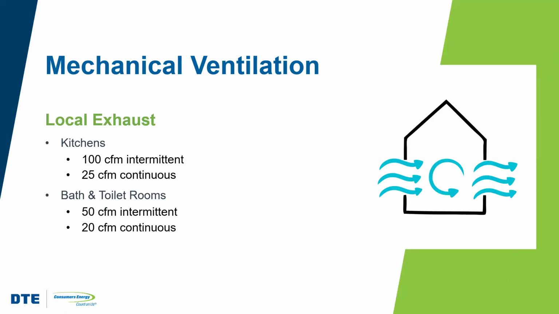Now, the system, again, here in Michigan, doesn't have to be whole house ventilation. We can use local ventilation. And again, that applies to the kitchen and to the bathrooms. And when we do that local ventilation, it also can be either continuous or intermittent.